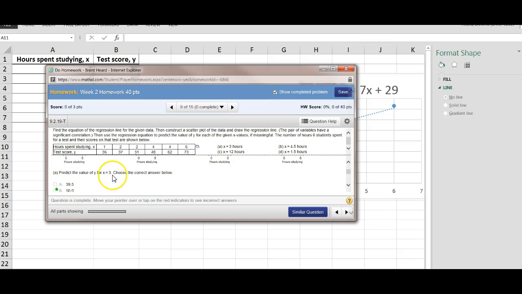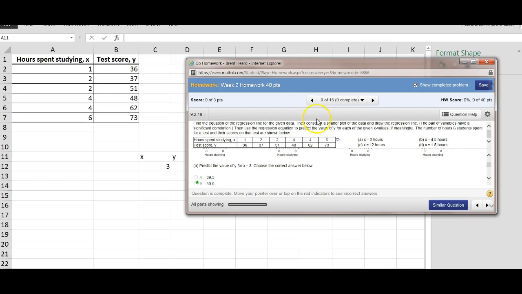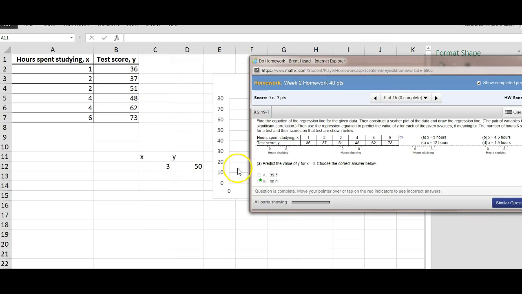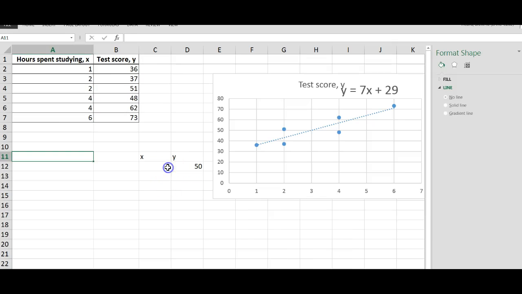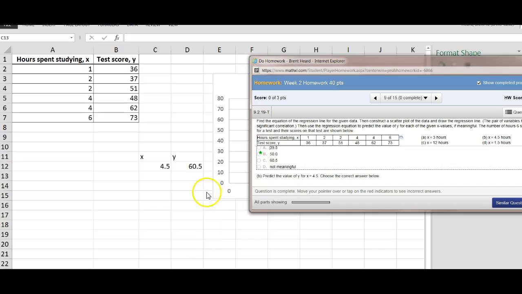Predict an x value for 3. All right. I'm going to go to my little calculator, put a 3 in, and it's 50. Notice right there, the answer is 50. Predict an x value for 4.5. Let's put in 4.5. Hit the enter button. All I'm doing is saying 4.5 times 7 plus 29, and it gives me 60.5, and I'm sure I got that right, too.